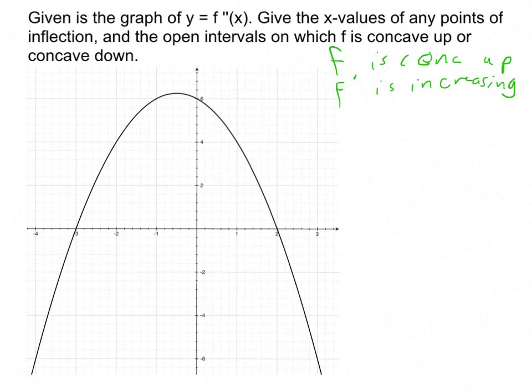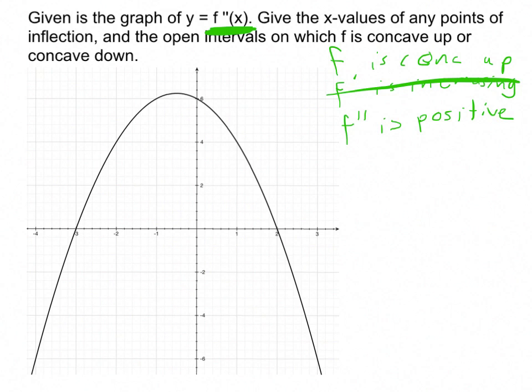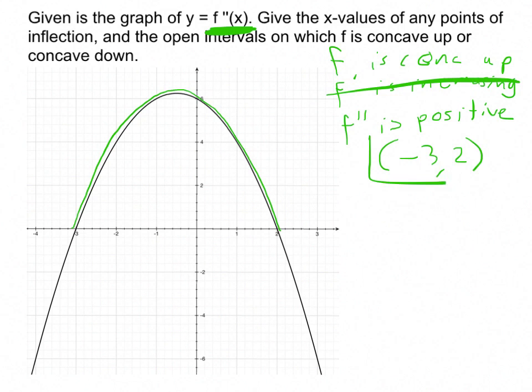That was really helpful on the last problem because I had a graph of the derivative, but I don't have that this time. It also means that the second derivative is positive. Well, we're in luck. This is a graph of the second derivative. Where is this graph positive? It's positive right here. So my function must be concave up between negative 3 and 2.